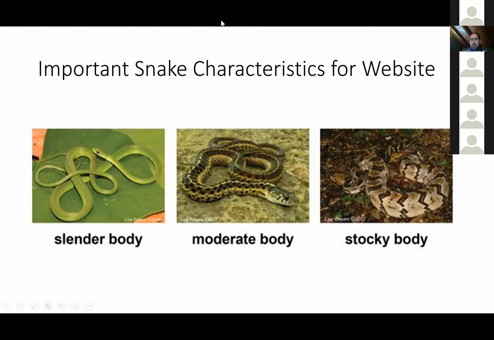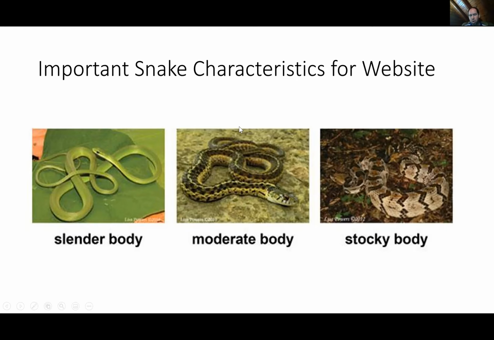And it ranges really from a slender body, which is going to be long and very skinny, as you can see here with the green snake, a moderate sized body, which is more going to be like a garter snake, where you have some heft to it, but it's not what you would call chunky. It's usually proportionate within the length of the snake, where a 2 foot snake might be nickel to quarter sized round. Where you get into a 4 or 5 foot snake, you're talking maybe half dollar size around.